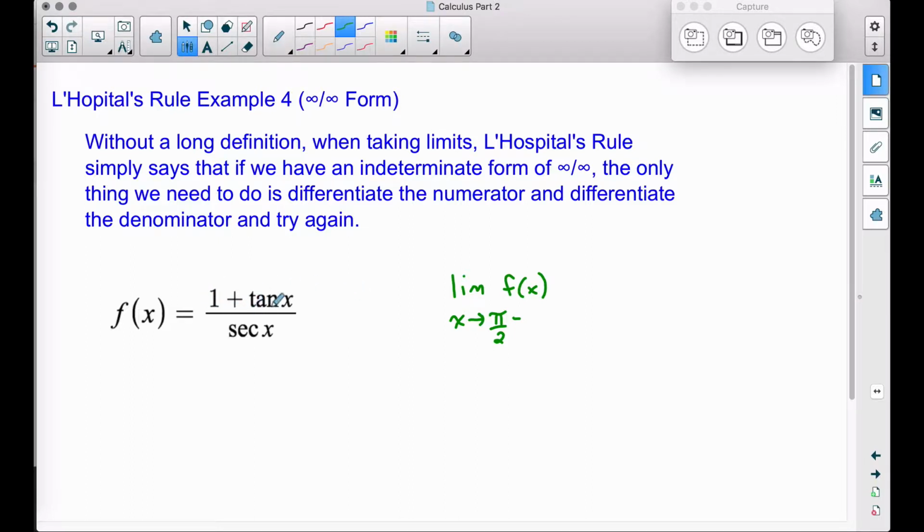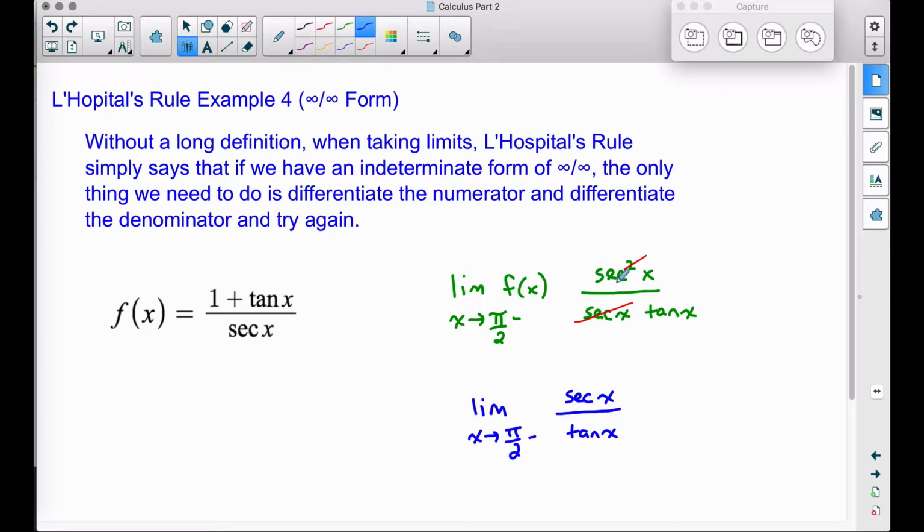So applying L'Hopital's rule, let's take the derivative of the top, 1 plus the tangent of x. The derivative of 1 is 0, the derivative of tangent of x is secant squared of x, over, now let's take the derivative of the denominator. The derivative of secant of x is secant of x tangent of x. Now before I go and try my direct substitution again, what I'm going to do here is simplify this so we can definitely get rid of one of these secants with the bottom. So canceling out a secant both in the numerator and denominator, we still have a secant of x up top, but all we have left at the bottom is tangent of x.